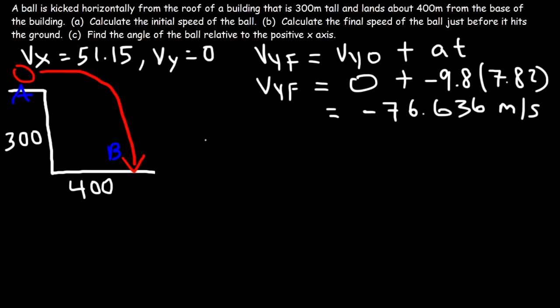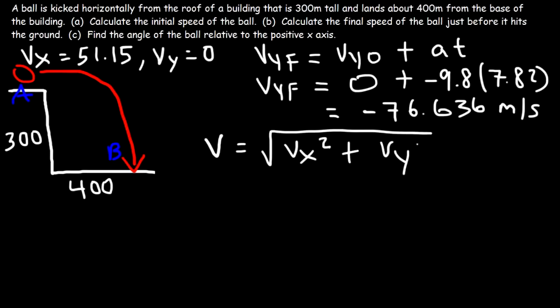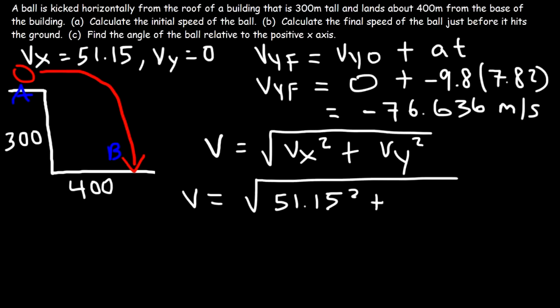Now that we have Vx and Vy, we could find V, the final speed just before it hits the ground, using this equation. So V is going to be the square root of Vx squared, which is 51.15 squared, plus Vy squared, which is 76.63 squared. You don't have to worry about the negative sign because once you square it, it's going to be positive.